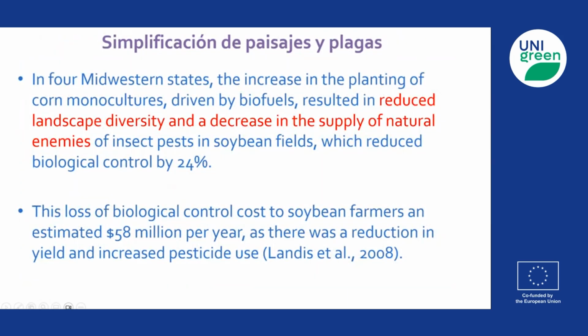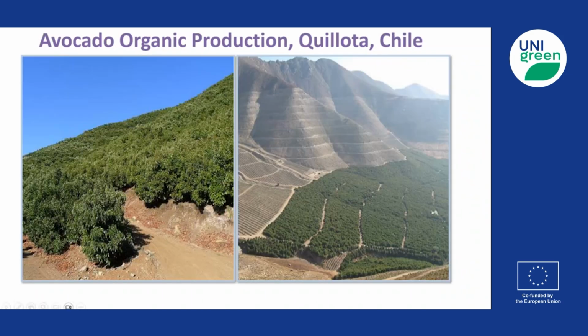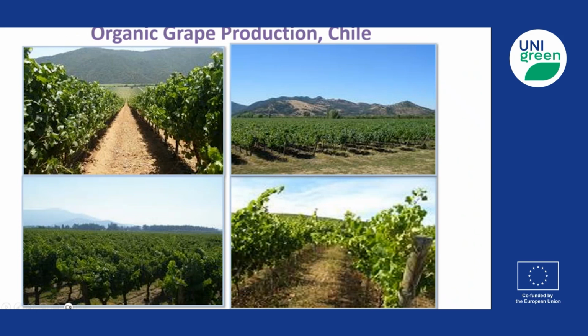So I already talked about the problem with the simplified systems, even organic. This is avocado production in Chile, organic. This is organic grape production in Chile. And so what we need, in the last stage, is system redesign, which is what I'm going to show. Also because my research is basically on this stage: how we can diversify the system to reduce pest problems.